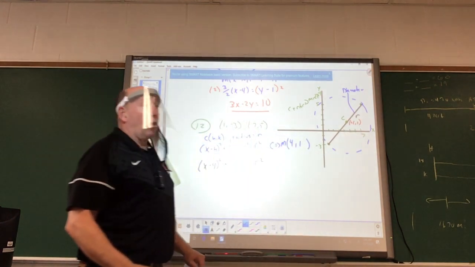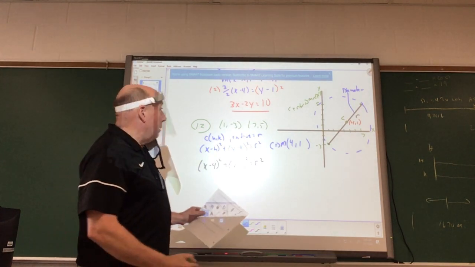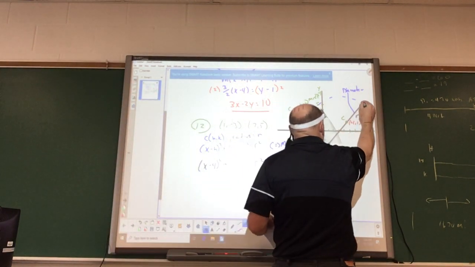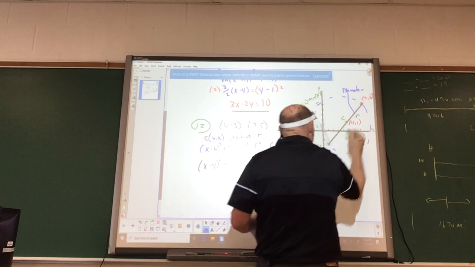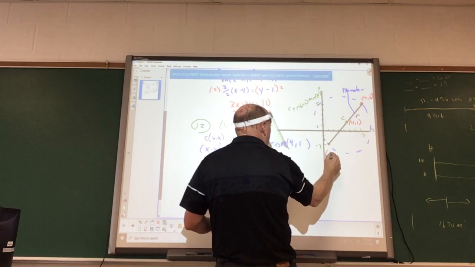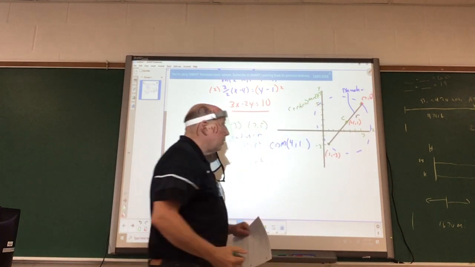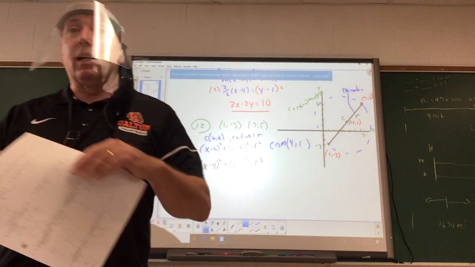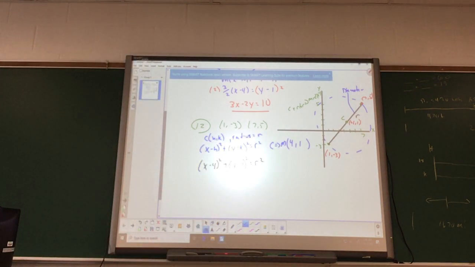So that point is (4, 1), and I have two endpoints: (7, 5) and (1, -3). To find my radius, that's the length from my center to one of the points on the circle. So I need to find that distance from the center point to the point on the circle.